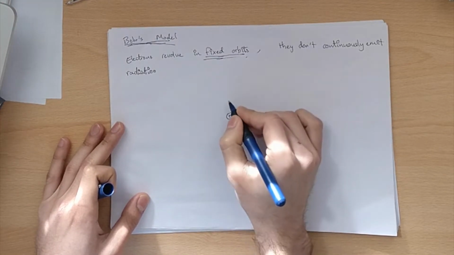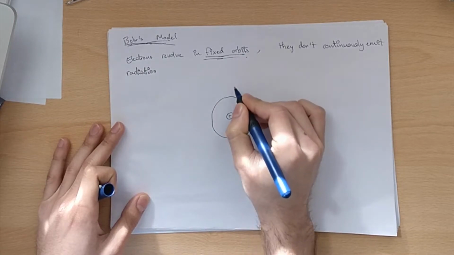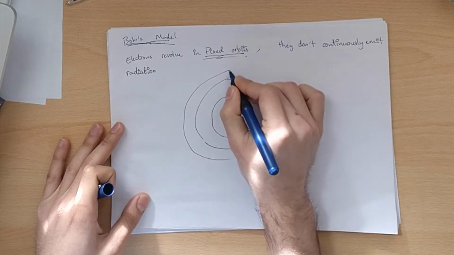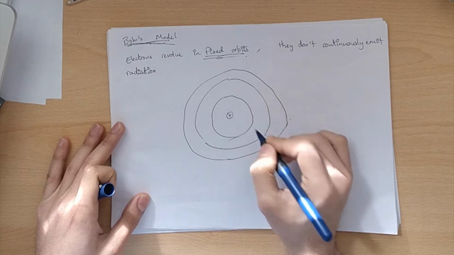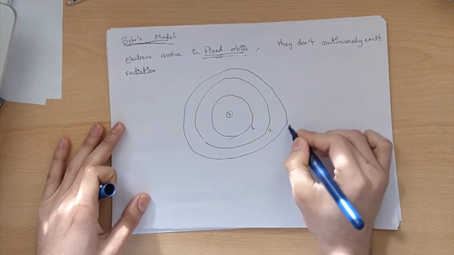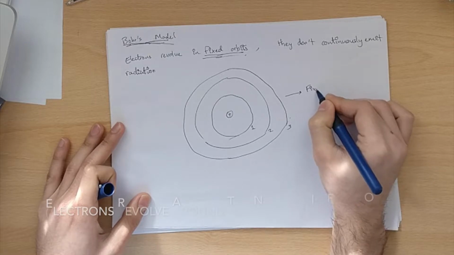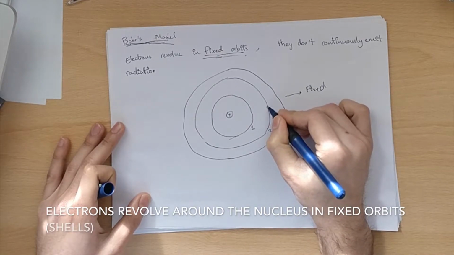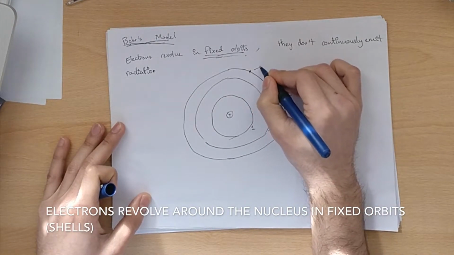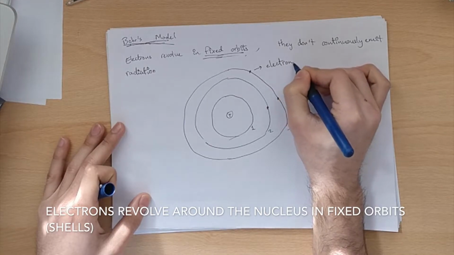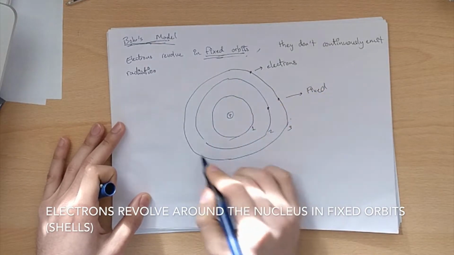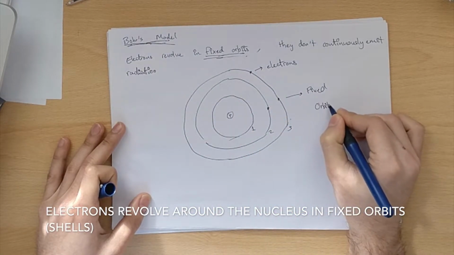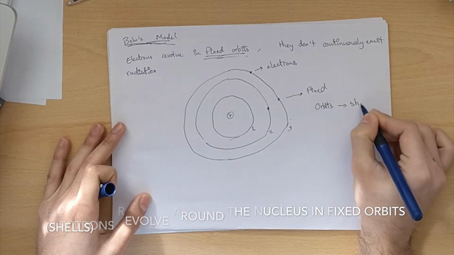So if you have a positive center and you have a first orbit, second orbit, the third orbit, he said that these orbits are fixed. So that means that you cannot have any orbit that you would like somewhere in between, for example, and the electrons only exist in these orbits. So they are restricted to these circular paths. And these orbits are also known as shells.